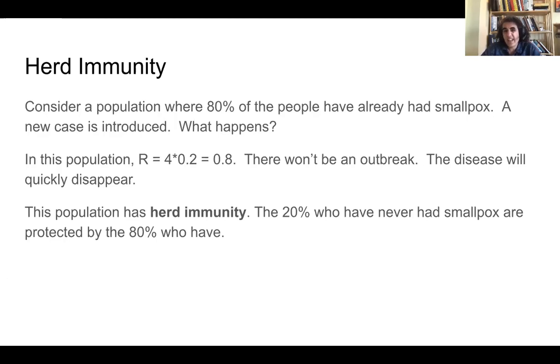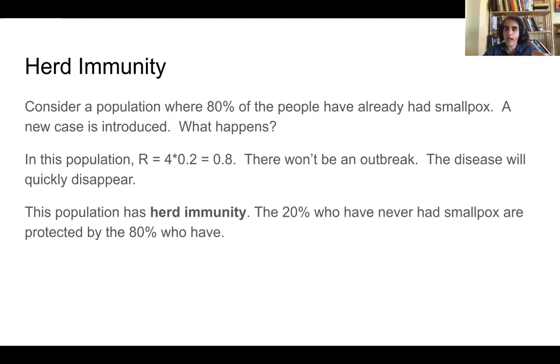So that one person might affect somebody else, they might not. The disease will pretty quickly just disappear. We call this herd immunity. If enough people in a population have immunities that the effective R value for a disease is less than 1, then you won't get outbreaks. New cases will quickly die out.